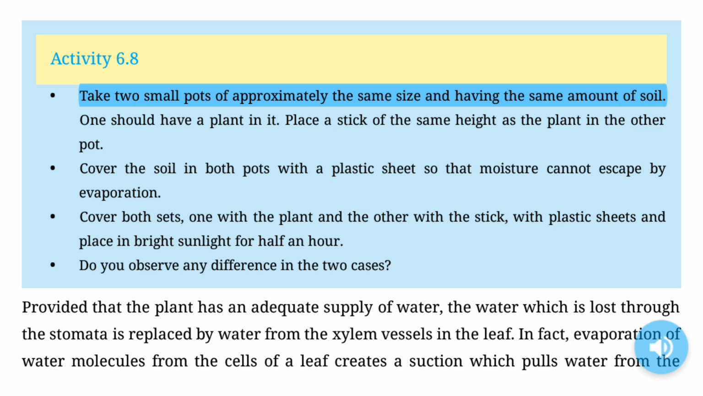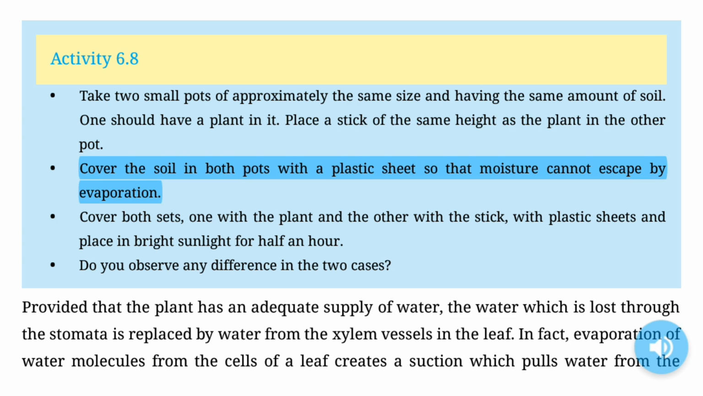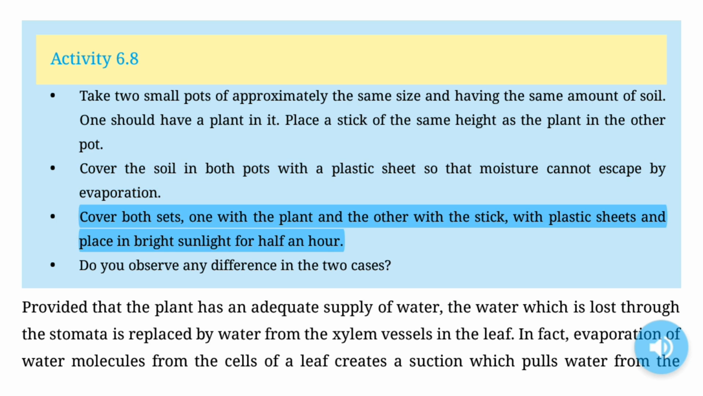Take two small pots of approximately the same size and having the same amount of soil. One should have a plant in it. Place a stick of the same height as the plant in the other pot. Cover the soil in both pots with a plastic sheet, so that moisture cannot escape by evaporation. Cover both sets, one with the plant and the other with the stick, with plastic sheets and place in bright sunlight for half an hour.